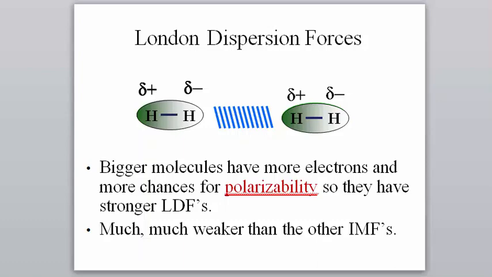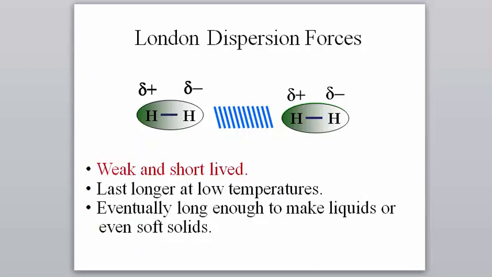And one of the things they're going to try to trip you up on is that you think, well, if it's London dispersion, it's weaker, lower boiling point, and you'll see that's not always the case. They are weak and short-lived within each individual attractive force, but the more of them you have, they become quite significant. And if you cool down your substance, you can get them to last longer as well.